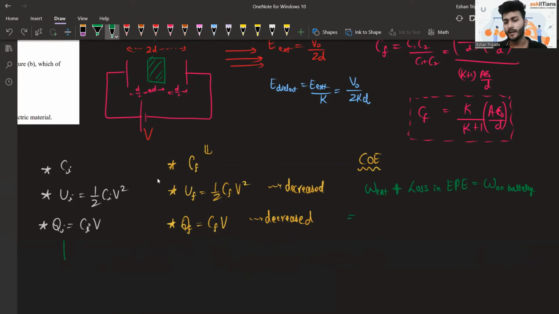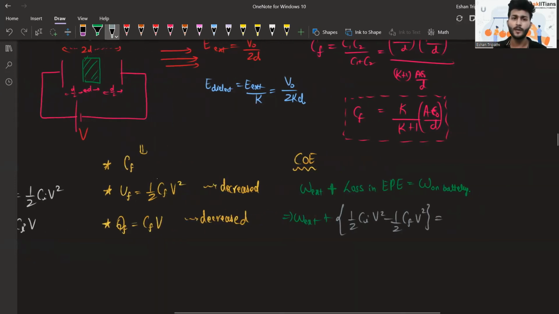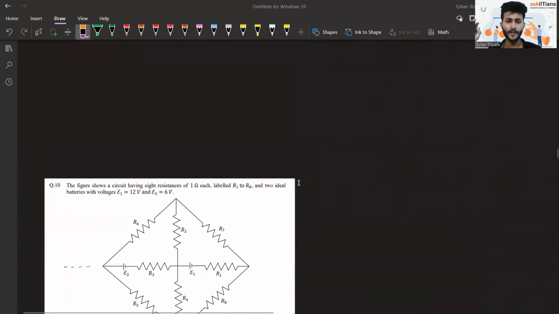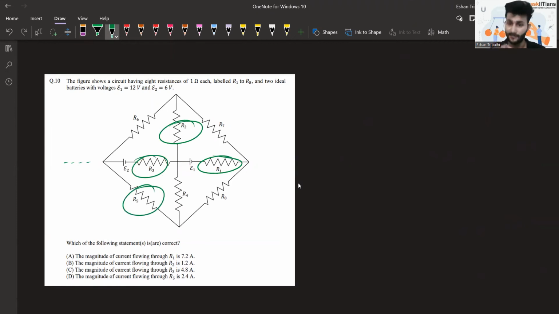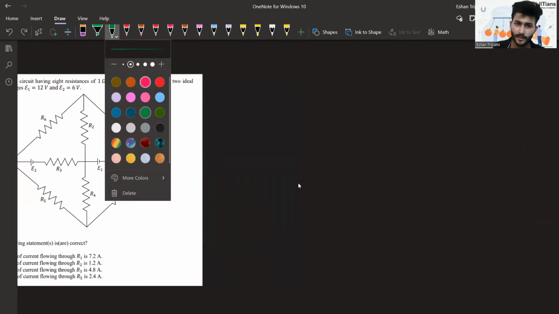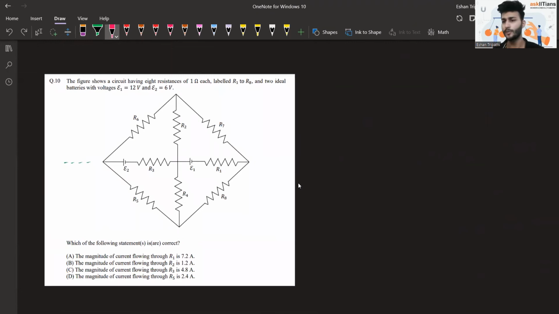So from this, you can say the work done by the external force plus the loss in electrostatic potential energy, which is going to be initial half Ci V square minus final half Cf V square, is equal to the work done on the battery. What is the work done on the battery? The total charge that has been lost, that is Qi minus Qf, into V. So if we substitute the values here, you will get Ci minus Cf into V square. So we find out that the work done by the external force, bringing half Ci V square and half Cf V square to the right hand side, you will get half Ci minus Cf V square.